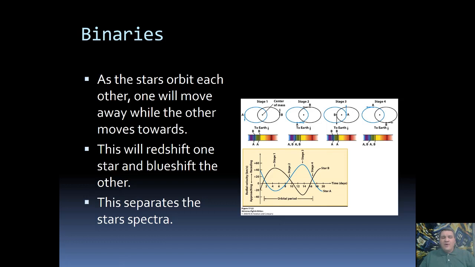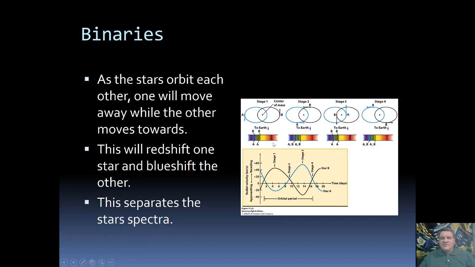Now, as the stars orbit around each other, we can look for them based on their Doppler shift. If one of them is coming towards us, the other one is going to be going away. So one will be blue shifted and the other will be red shifted. Eventually, they'll move perpendicular to our line of sight, which means they're not coming towards or away from us, which means we don't get any Doppler shift. Then they'll actually swap. So the one that used to be going away will be coming towards, and the one that used to be coming towards will be going away. And then again, they will go perpendicular, so we lose the Doppler shift.